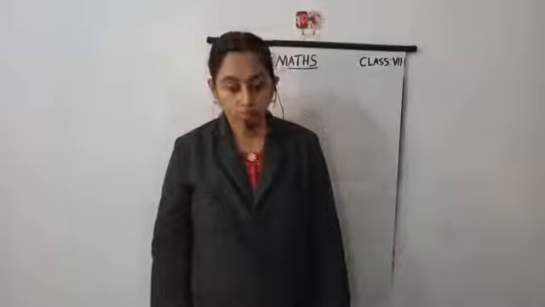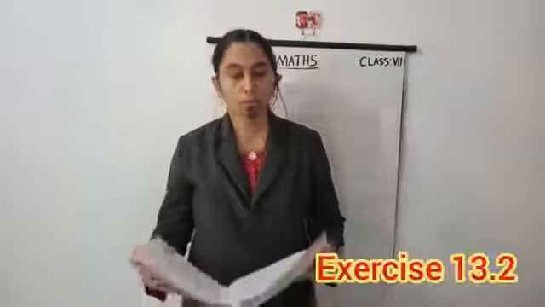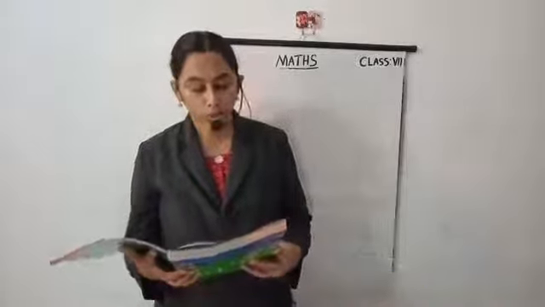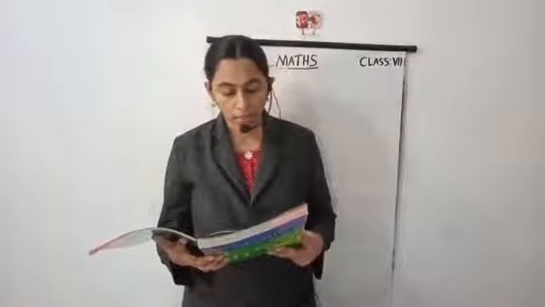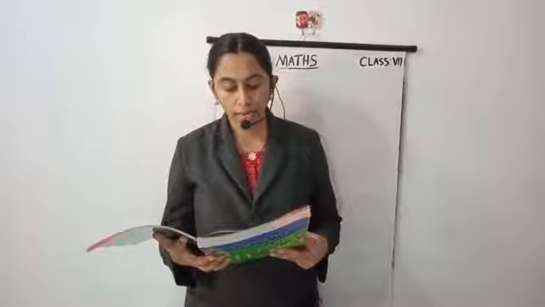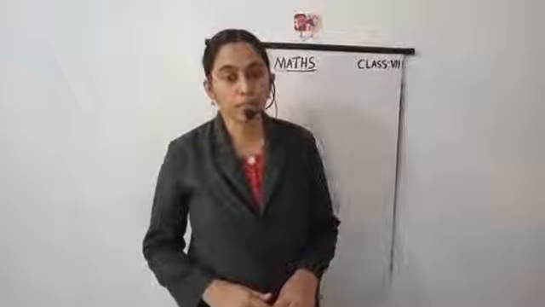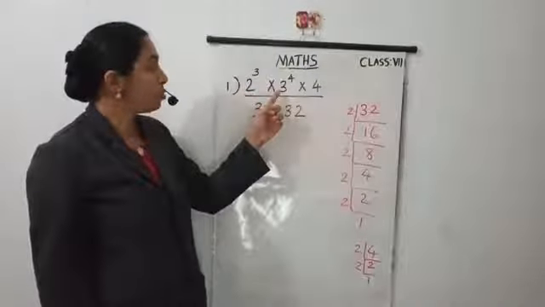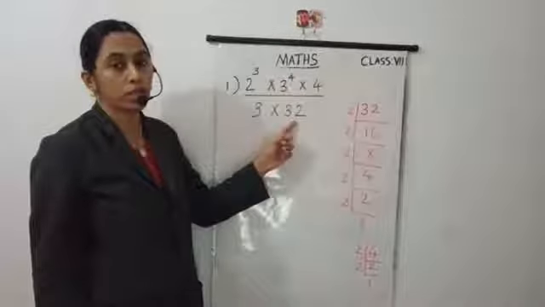Today we continue exercise 13.2. So take your textbook page 260, exercise 13.2, question number 2. Simplify and express each of the following in exponential form. Do you remember the laws of exponents? So question number 1: 2 raised to 3 into 3 raised to 4 into 4 by 3 into 32.